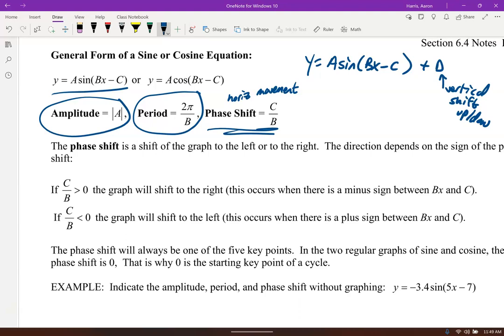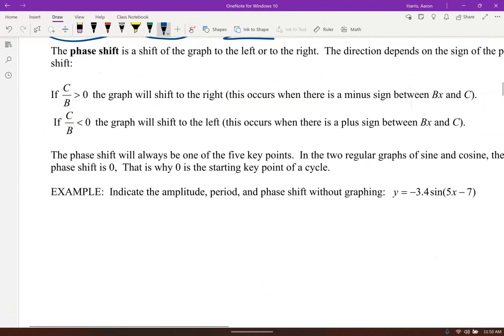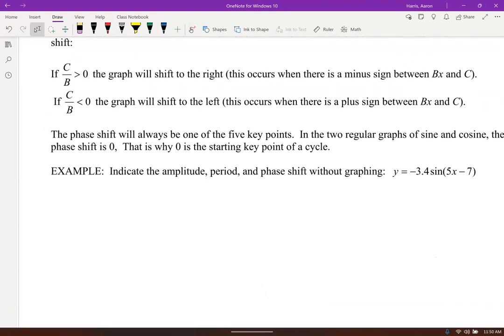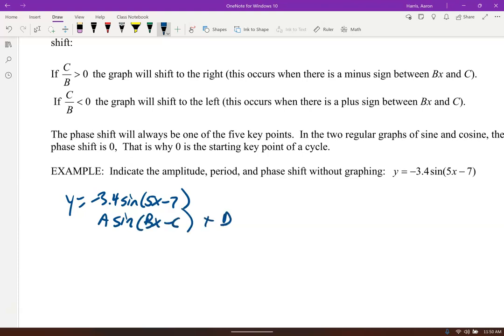So let's look at this first one here without graphing. A sine bx minus c plus d. So number one, what's the amplitude? Well, the amplitude is the absolute value of a. In this case, can you see how the a is that negative 3.4? So it's the absolute value of negative 3.4. So there's our amplitude. Okay.